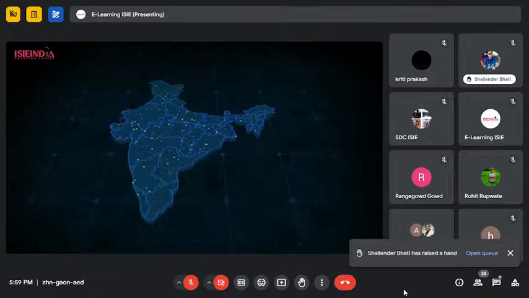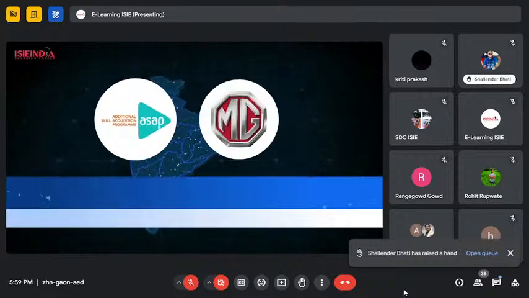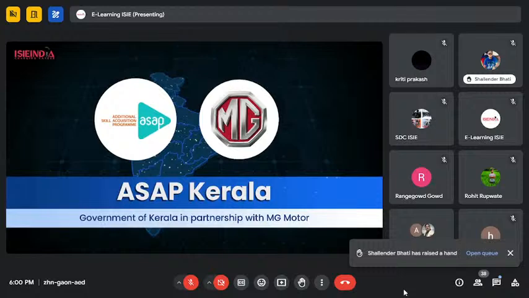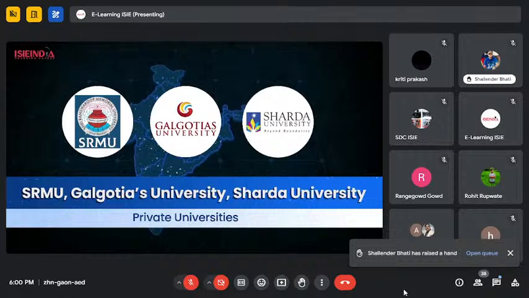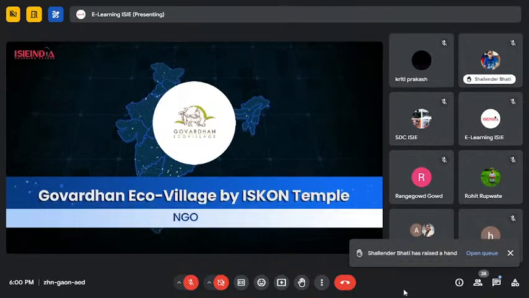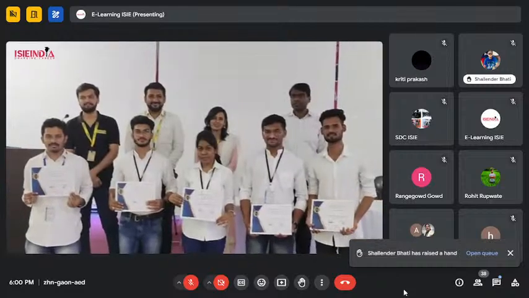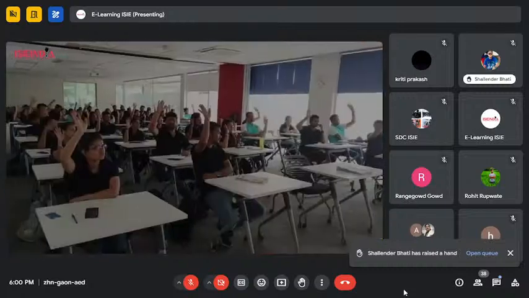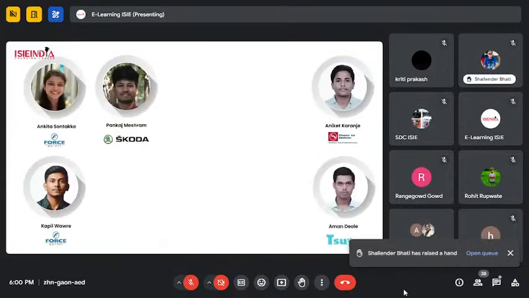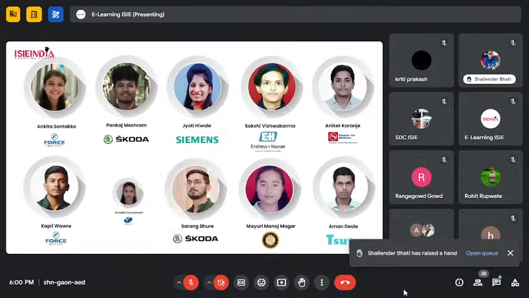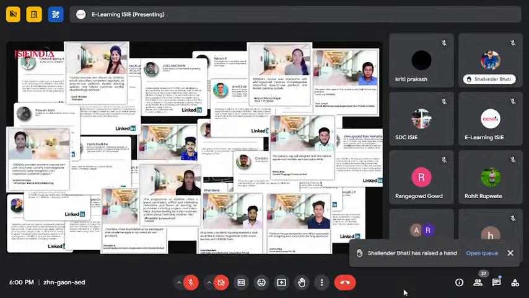We have established several labs across strategic locations with all kinds of stakeholders like industry, Hero MotoCorp, with the Government of Kerala in partnership with MG Motors at two locations, IIT Mandi, private universities like SRMU, Calcutta University, Sharda University, an NGO with Govardhan Eco Village by ISKCON Temple, and various top universities and institutes across India. Our commitment to excellence is unwavering, and by 2025, we aim to establish over 250 centers of excellence worldwide. With India rapidly moving toward an electric-only future, ISA India is well positioned to develop the workforce prepared for the international arena. Join us on this electrifying journey towards a sustainable and innovative future.